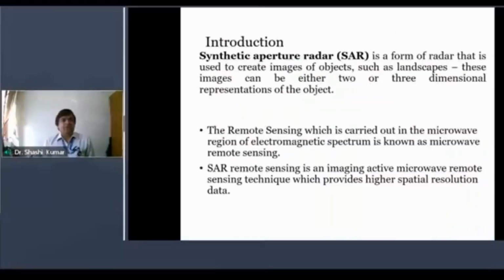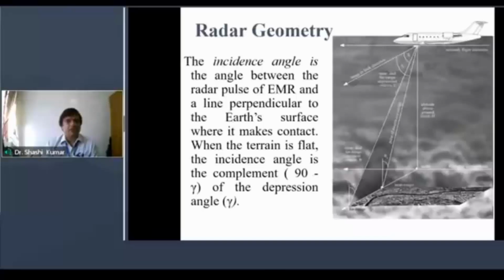Now, when we are talking about synthetic aperture radar, it is a form of radar that is used to create images of objects such as landscapes. These images can be either 2 or 3 dimensional representations of the object. The remote sensing which is carried out in the microwave region of the electromagnetic spectrum is known as microwave remote sensing, and SAR remote sensing is a subcategory of microwave remote sensing. SAR remote sensing is an imaging active microwave remote sensing technique which provides higher spatial resolution images, 2-dimensional as well as 3-dimensional. Now, this is the radar geometry.